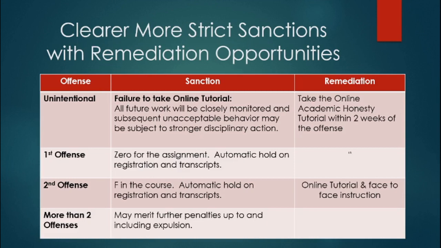The second time that a student commits a violation of the academic honesty code during their tenure at Lee College, they will receive an F in the course, and they'll get an automatic hold on registration and transcripts. Again, they'll have to complete the online tutorial, plus have a face-to-face instruction with myself. I'll go over certain things that I think they might need to know more of to help prevent it the next time. More than 2 offenses may merit further penalties up to and including expulsion.